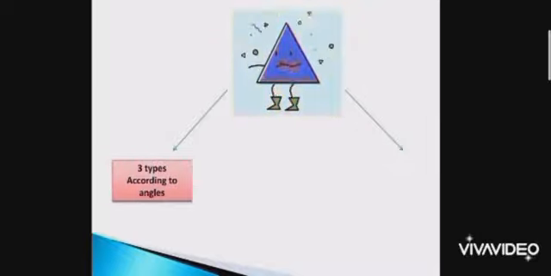Now we will identify the types of the triangle in two ways. There are three types according to angles and three types according to sides. We will start with the types according to angles, but we need to remember what we studied before about angles and the types of angles.